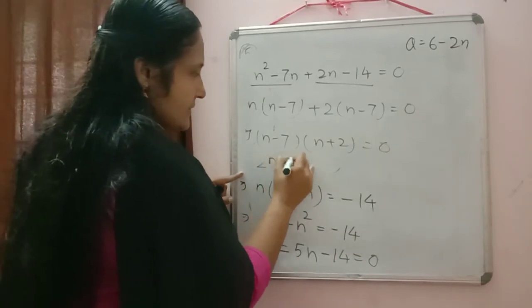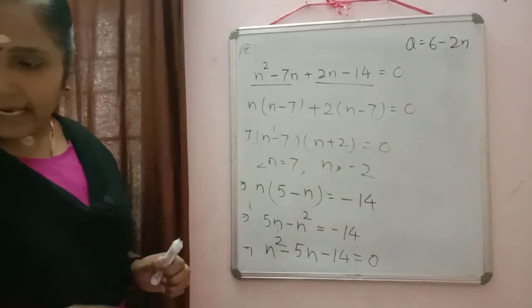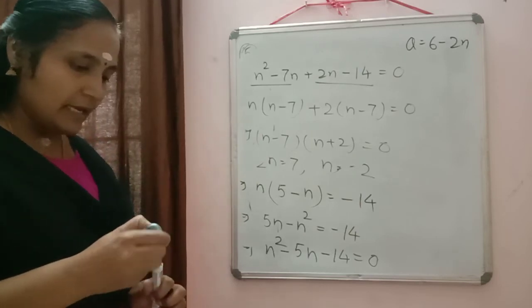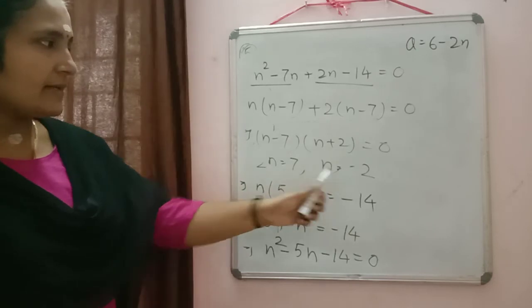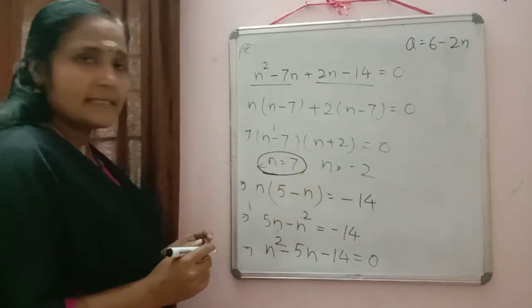So either n is equal to 7 or n is equal to minus 2. What is n? Number of terms, and the number of terms will never be negative. So we will neglect the negative value. So we will write down the value of n as 7.